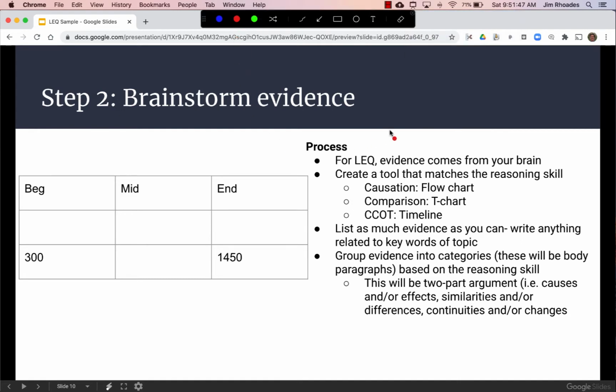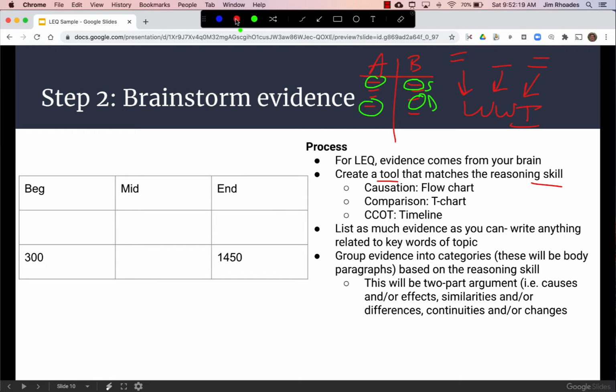And what I like to do is create a tool that matches the skill. For me, a flow chart works well for causation. Let's say I was doing something about the causes of World War I. If I envision this little flow chart, I would write down as many things as I can that cause World War I. For comparison, I like to do a T-chart. You know, I'm comparing thing A and thing B, and I write down everything I know about A and everything I know about B. And then maybe I'd look for, hey, look, this and this are the same, so that's going to be a similarity, and these are different, like that.